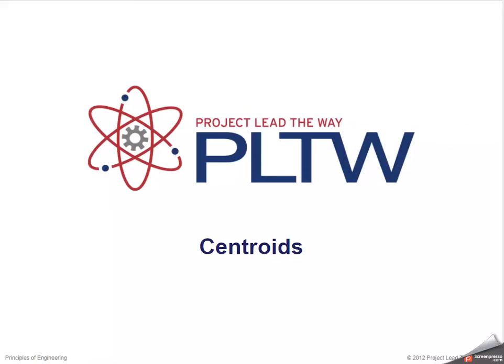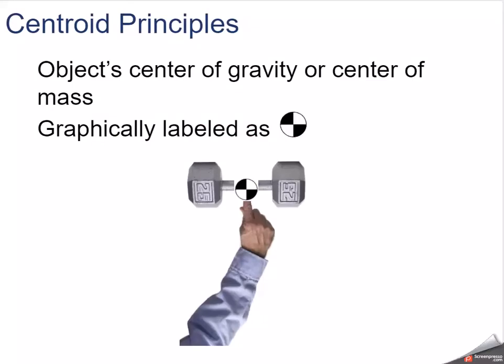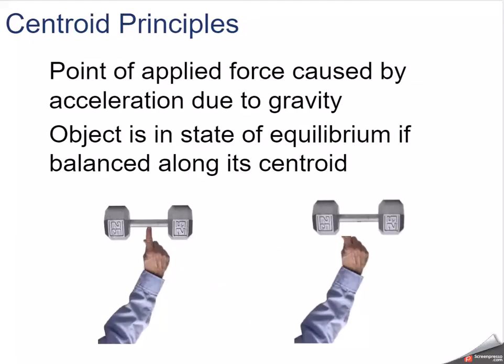So as we look at the centroids, a centroid is the object's center of gravity or center of its mass, and we label it with the circle and the two different colors there, the black and white. So hold my finger on that dumbbell, it balances right at that center point. It's at its equilibrium when we're balancing there.